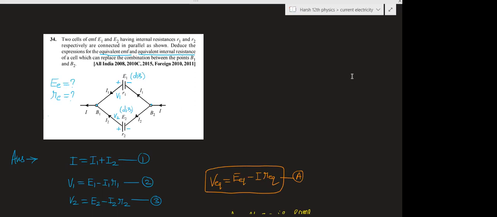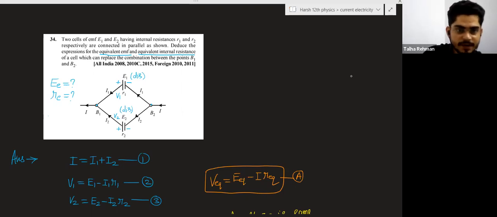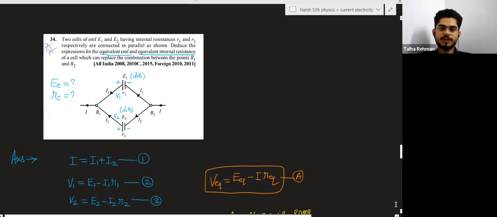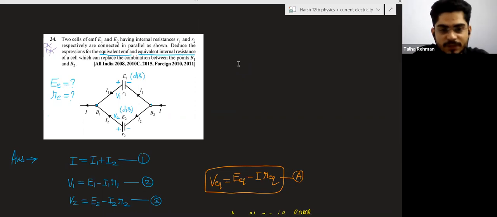Okay, fine. I will say mark at least 2 or 3 stars on this question. This is a 2-star question. See how many times it has appeared: 2008, 10, 15, 10. Then again, the examiner is giving this question again and again because he or she knows that the student will get problems solving this question, because this is a parallel combination of different cells.